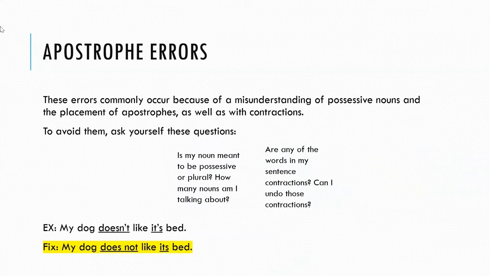Is my noun meant to be possessive or plural? How many nouns am I talking about? Are any of the words in my sentence contractions? Can I undo those contractions?